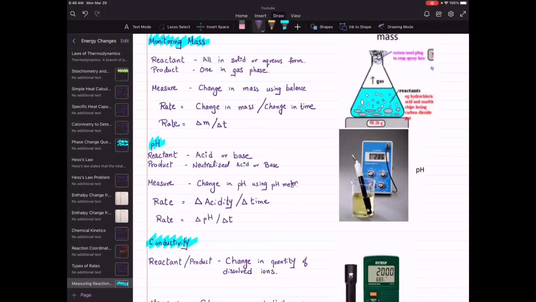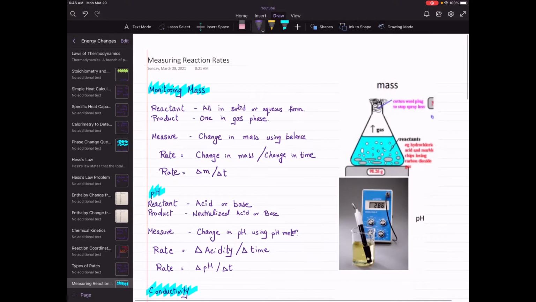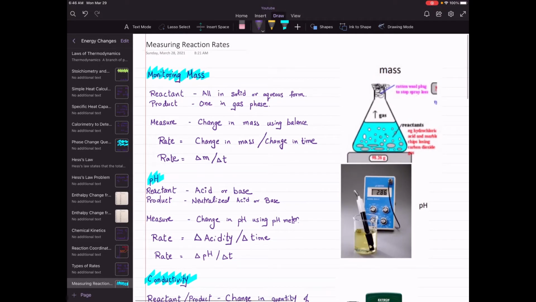Good morning, folks. So, today I have a lesson for you on measuring reaction rates. In chemical kinetics, it is very important to understand how fast a reaction is taking place. That is what we want to determine. And we cannot see what is actually happening inside the reaction at the molecular level. So, we have to look at physical parameters that are changing to determine how fast a reaction is taking place.